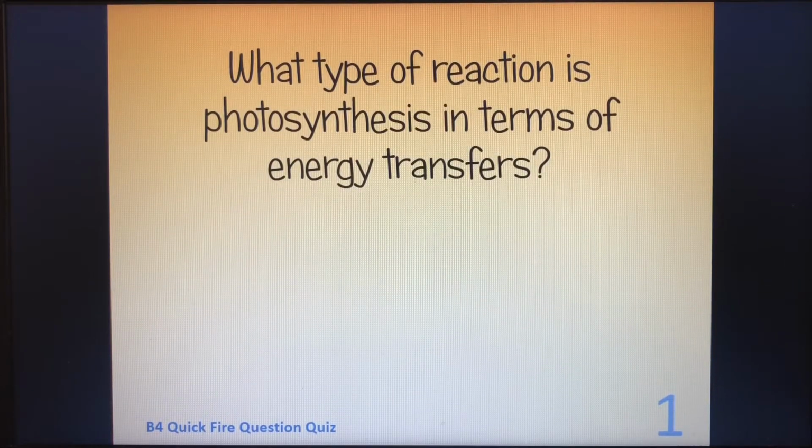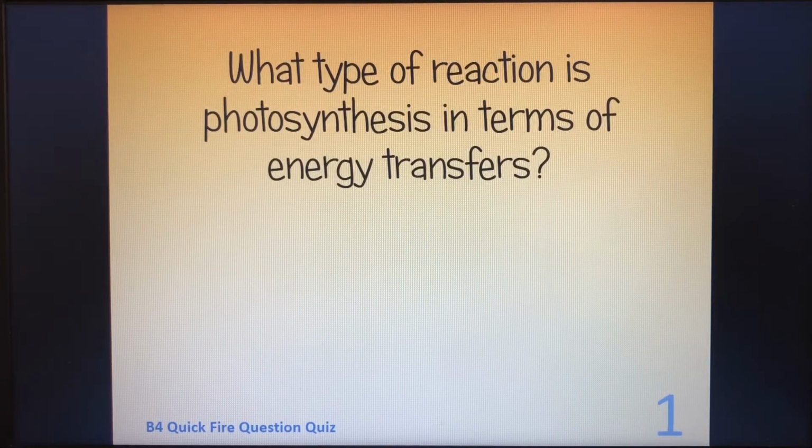Hello and welcome to another quickfire question quiz. This time we're looking at the topic B4 and it's the same as always. Quickfire questions, play with your friends, only this time because we've got quite a short topic, we're only looking at 40 questions. So we should get through it a little bit quicker.